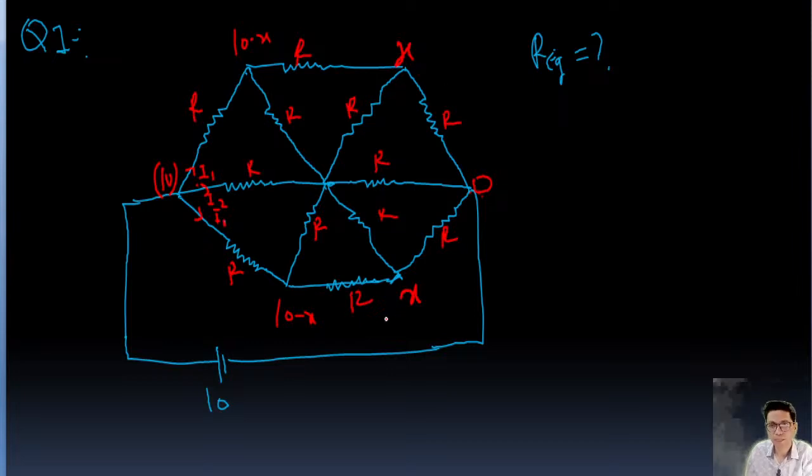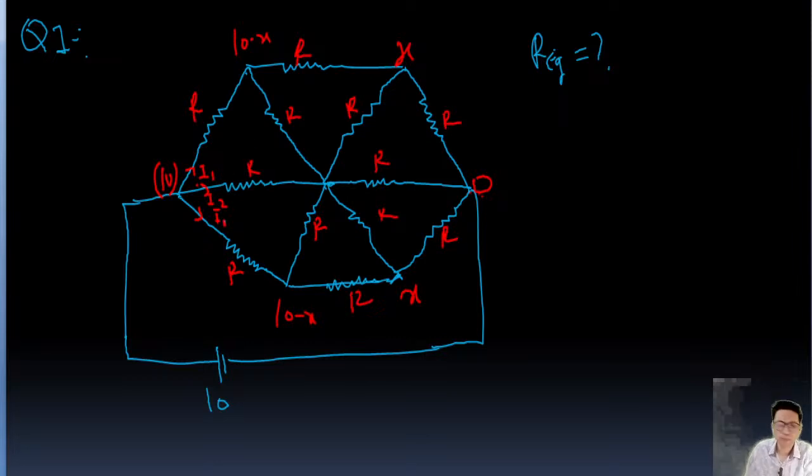So what we have done is taken the voltage at this point as x. Since 10 volt is here, at these points the voltage is going to be 10 minus x and 10 minus x. So this is the circuit, guys.